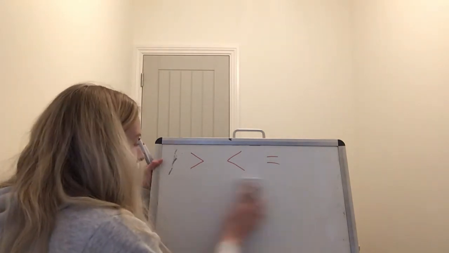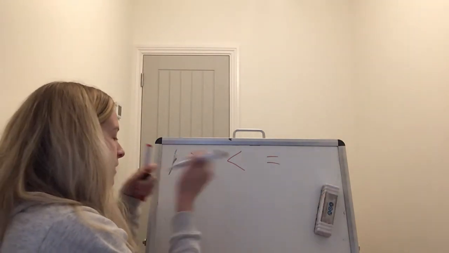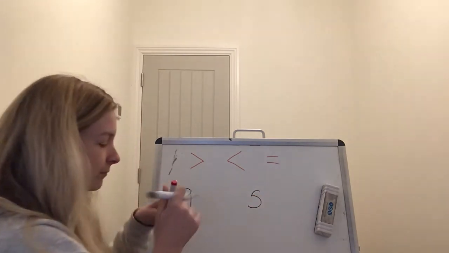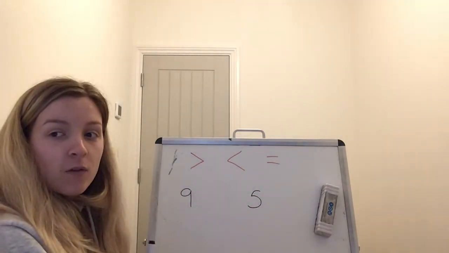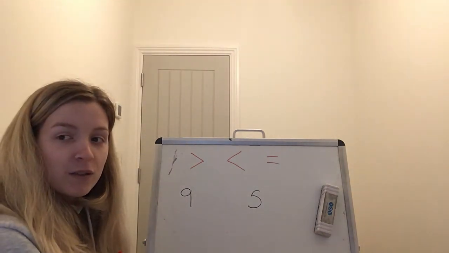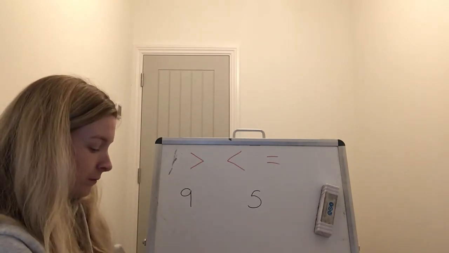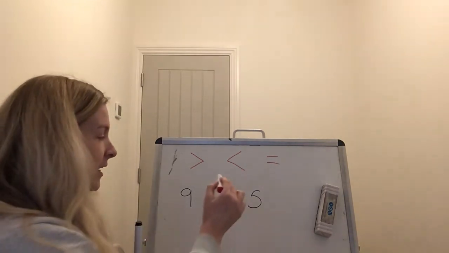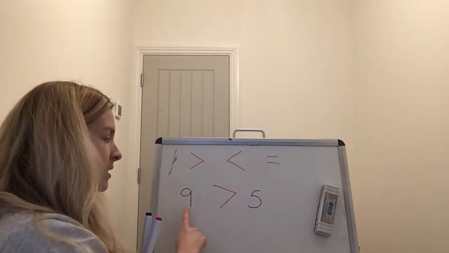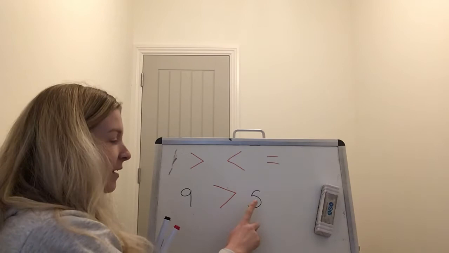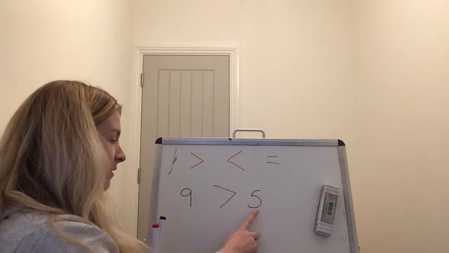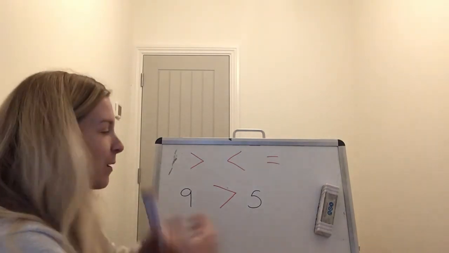Your turn this time. Which sign are you going to put in the middle of these? Okay. Remember which number the crocodile's going to eat. What are you thinking? You should be thinking it's going to go this way, of course. 9 is more than 5. You say it. 9 is more than 5. Excellent. Last one.